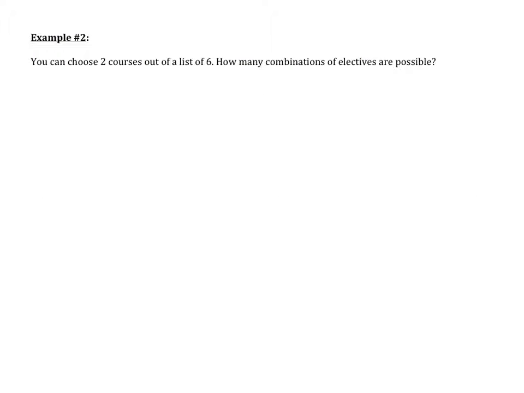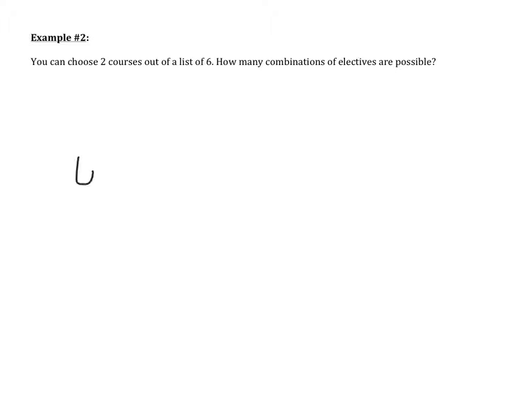So let's see an example of doing a combination. So here's example number 2. It says you choose 2 courses out of a list of 6. How many combinations of electives are possible? So we're using a combination in this problem because order wouldn't matter. If I choose a math course and a history course, that'd be the same thing as choosing a history course and a math course. So again, order doesn't matter, so we're using a combination.